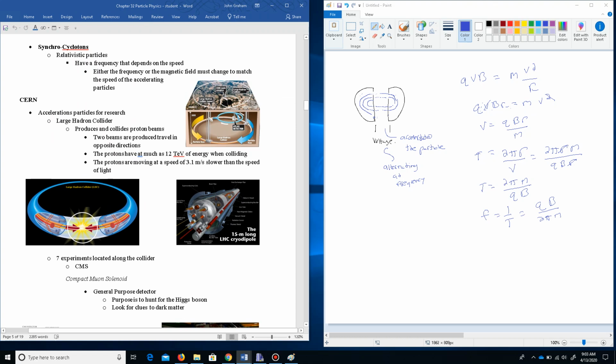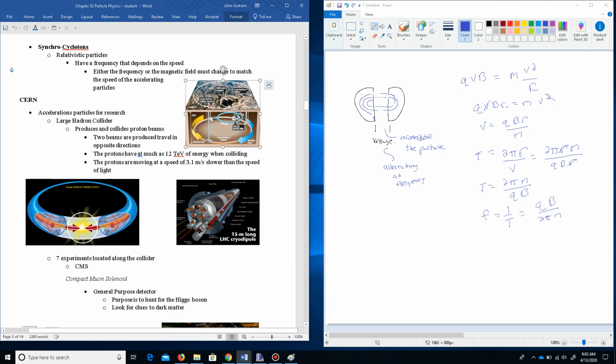Right, we have different laboratories here. CERN laboratory. This accelerates particles for research. And it has a large hadron collider, which we'll get into what a hadron is. But that was basically taking and producing protons and colliding protons together, or colliding proton beams together. So the two beams are produced in opposite directions. As they come through, they collide, and then whatever comes out of that is measured.